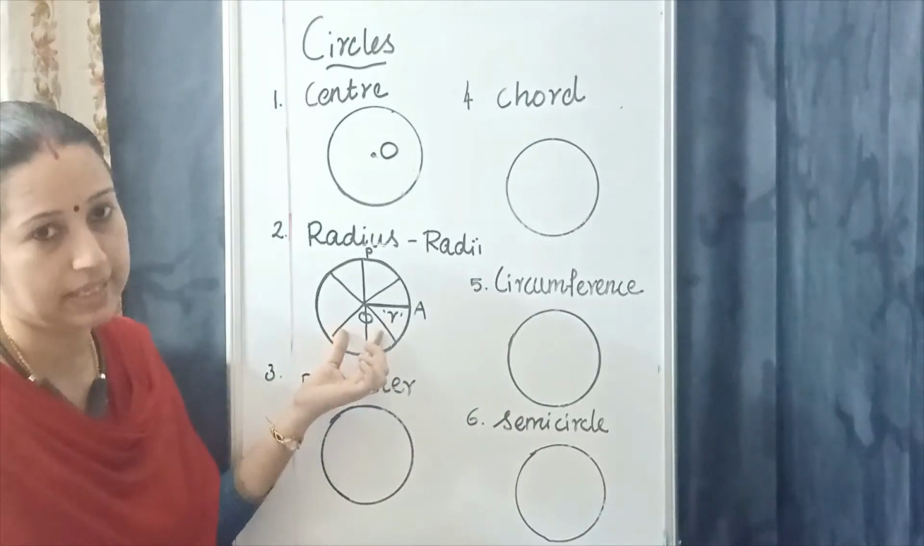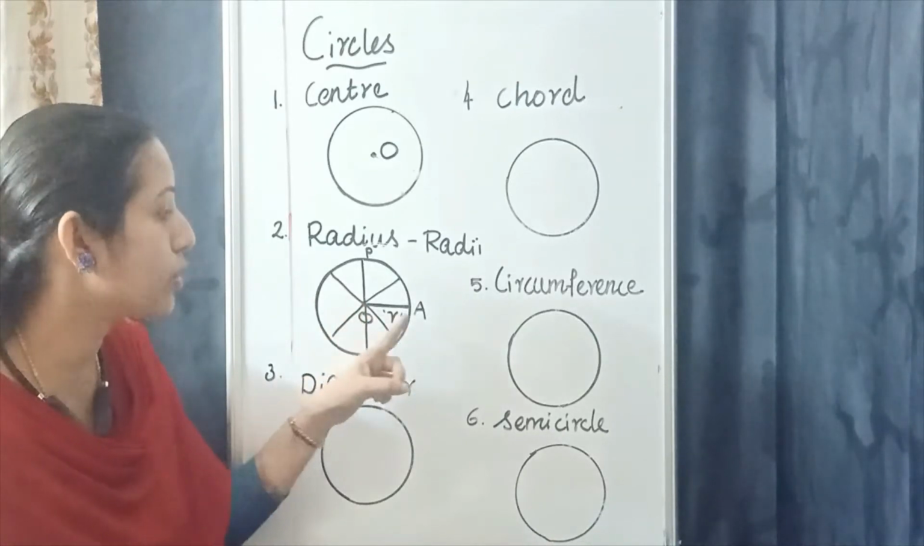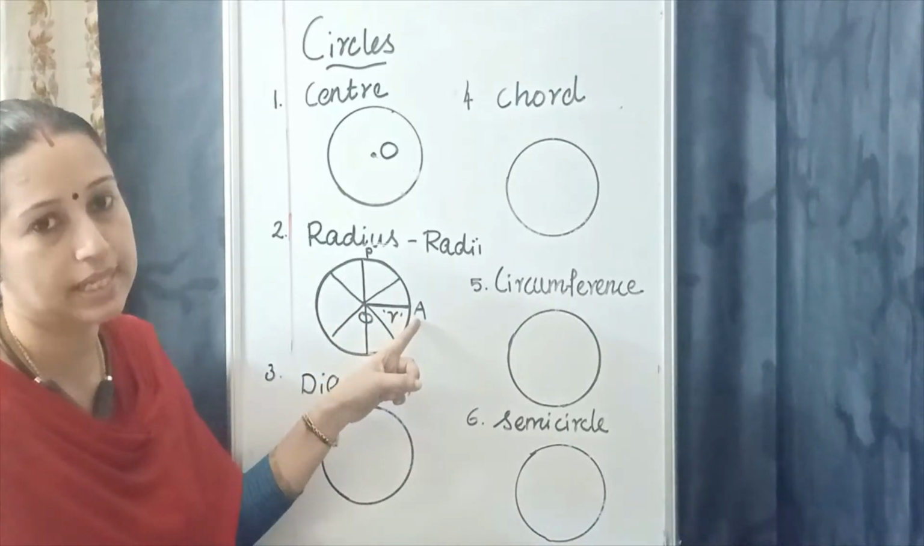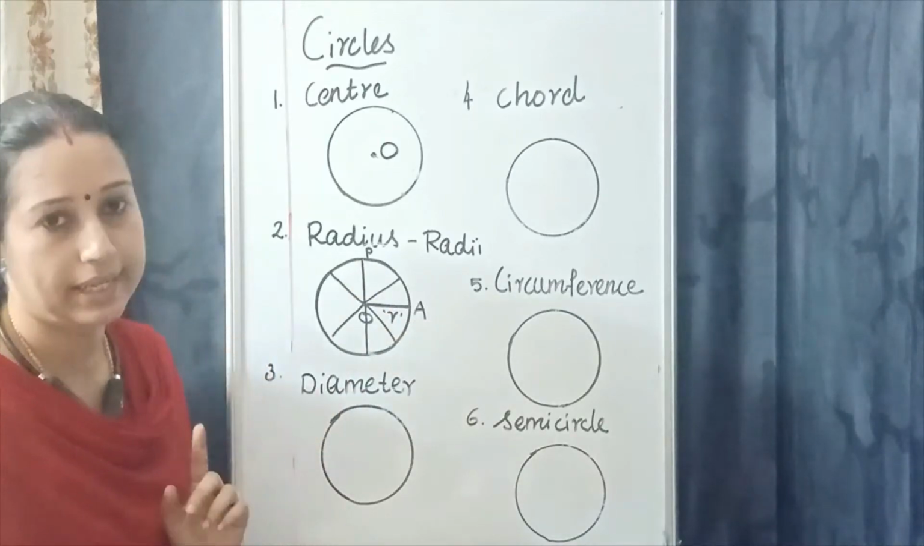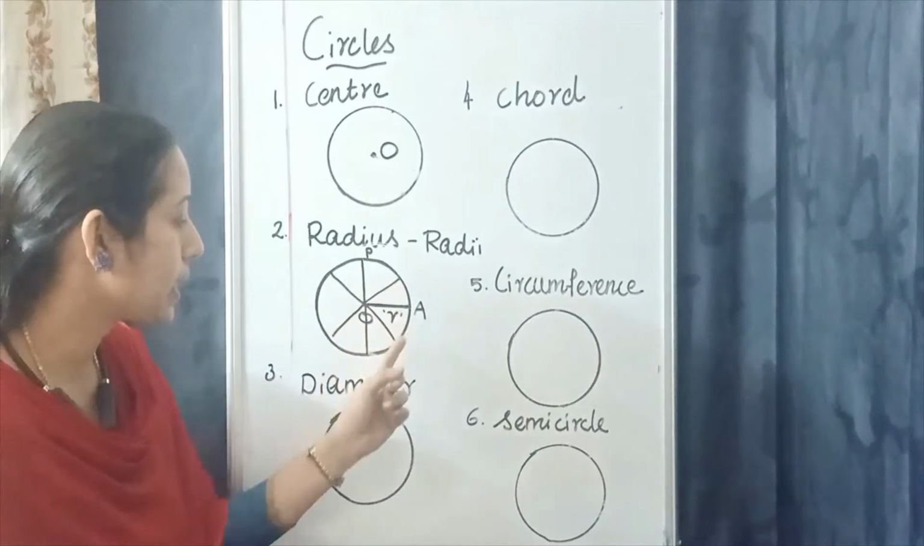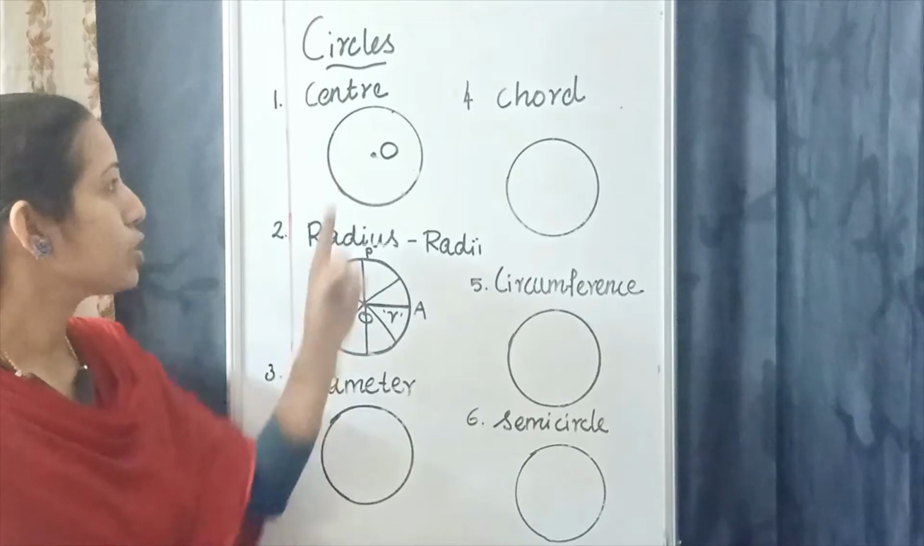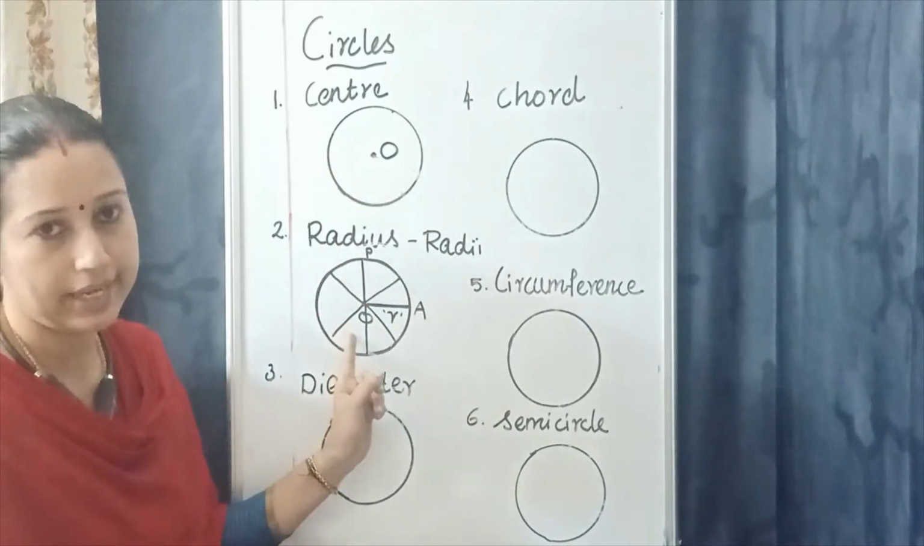So the line drawn from the center to any point on the circle is called the radius, and its plural form is radii. An infinite number of radii we can draw in a circle. Okay, so that is center and radius.